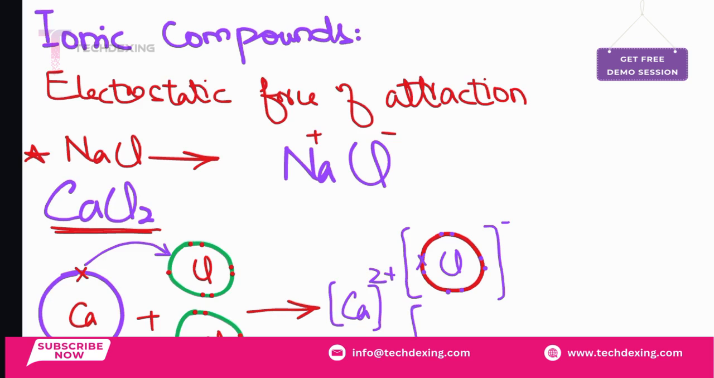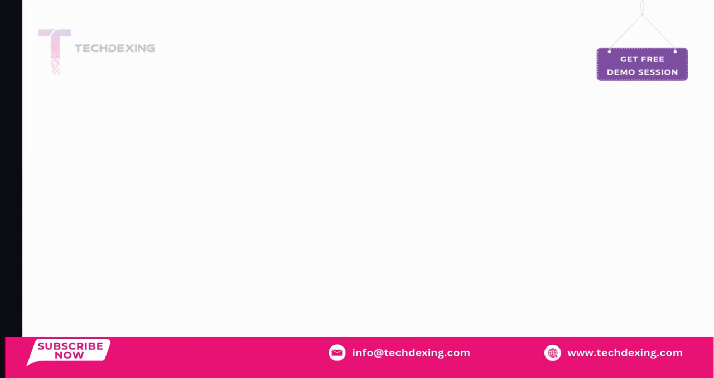And the second chloride ion would be represented in the same way. This is Cl, so 1 cross and the rest all would be dots. So 1, 2, 3, 4, 5, 6, 7. And 1 negative sign. So Shan, this is the dot and cross diagram for calcium chloride. Okay. So now jump to the next slide.